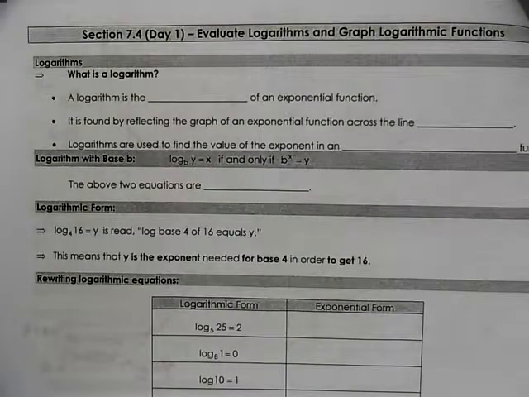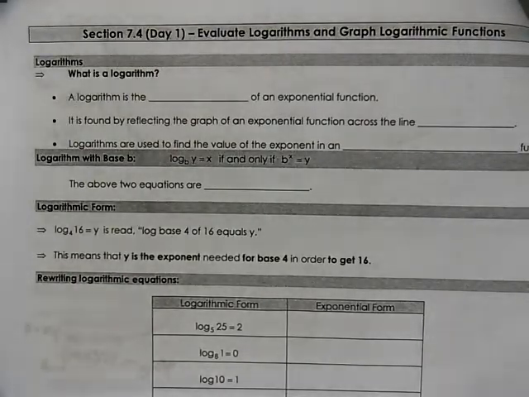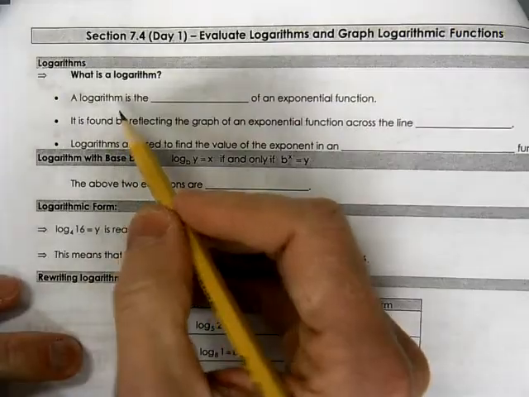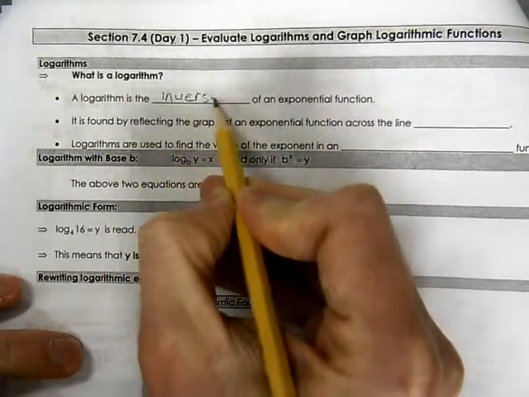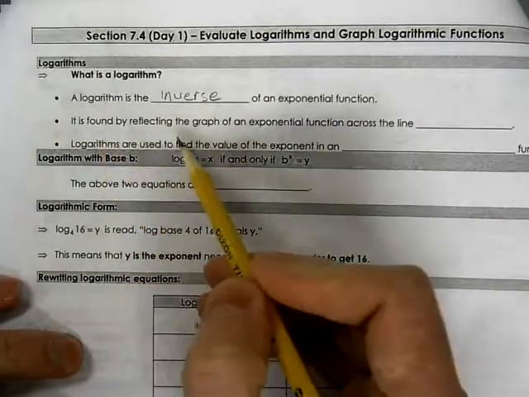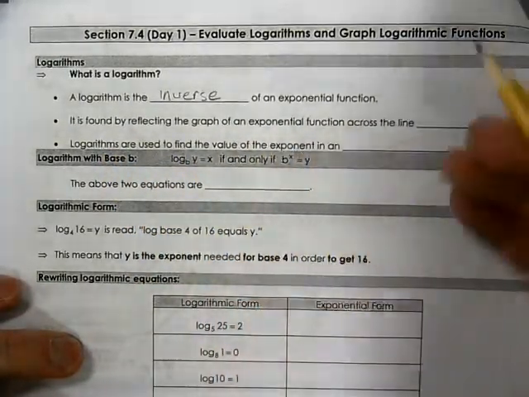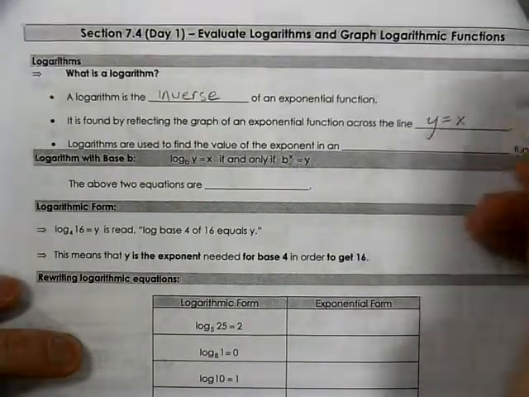This is Algebra 2 with Trig, section 7.4. We're working on logarithms, evaluating logarithms. The logarithm is the inverse of the exponential function. It's found by reflecting the graph of the exponential function across y equals x.